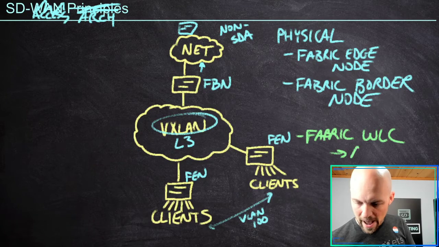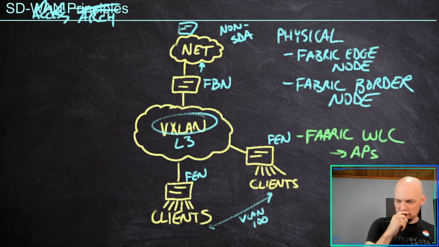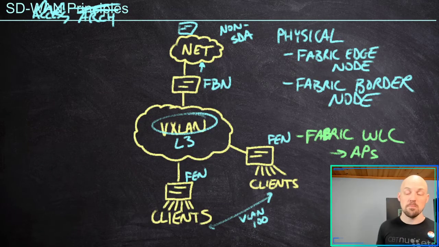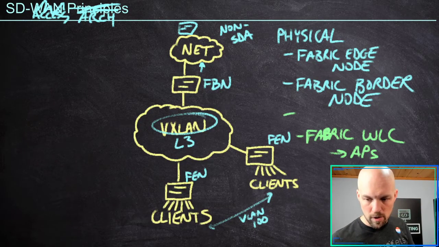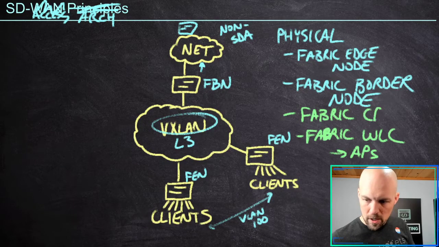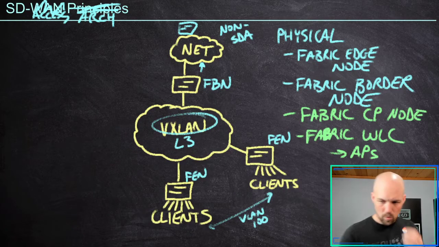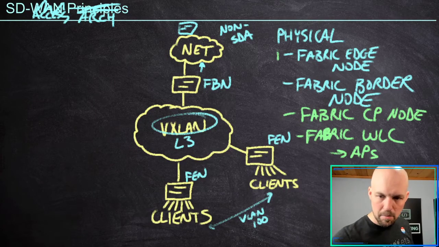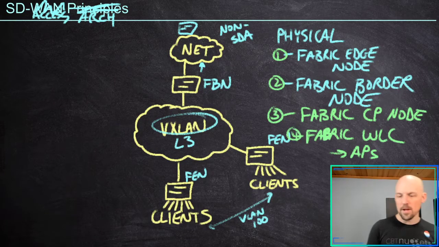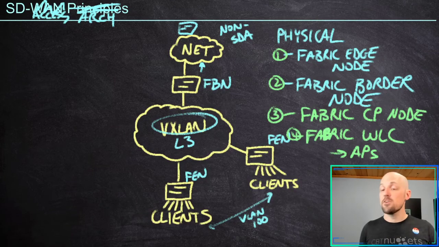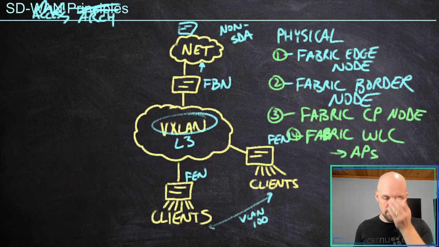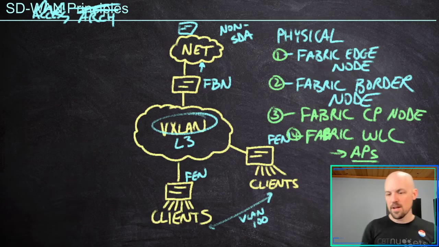Because we also have, by the way, access points. Fabric access points is part of this, but Cisco doesn't really consider that to be a component. They talk about their four components. It'd be the edge node, the border node, the fabric control plane node, and the fabric wireless LAN controller. These are the four main components of the physical layer, which is what we're supposed to be talking about here, in an SDA fabric. So if you're taking an exam and it's asking you for the four different roles, these would be the four different roles. But we do still have access points on top of that.